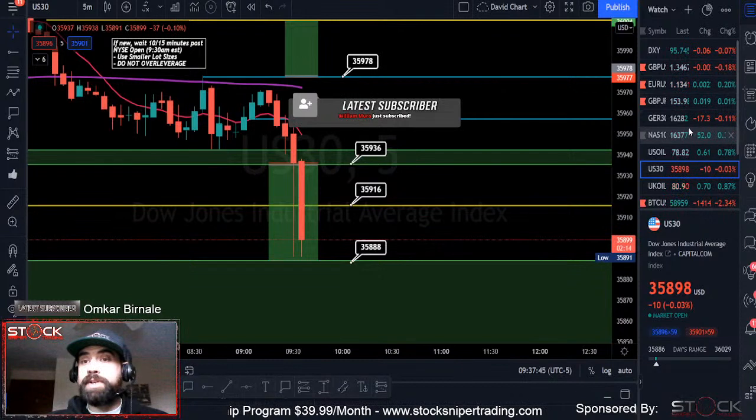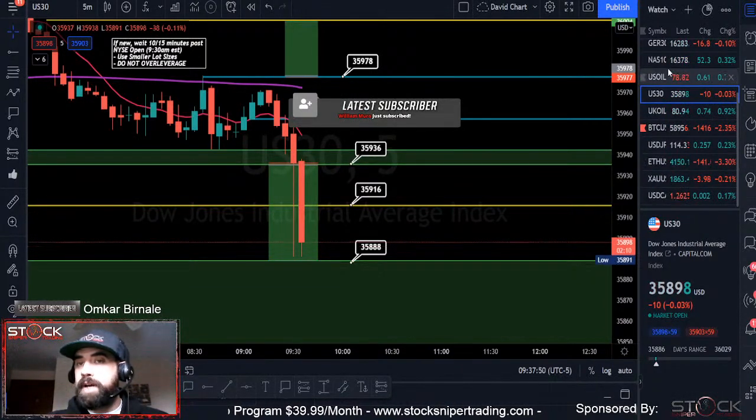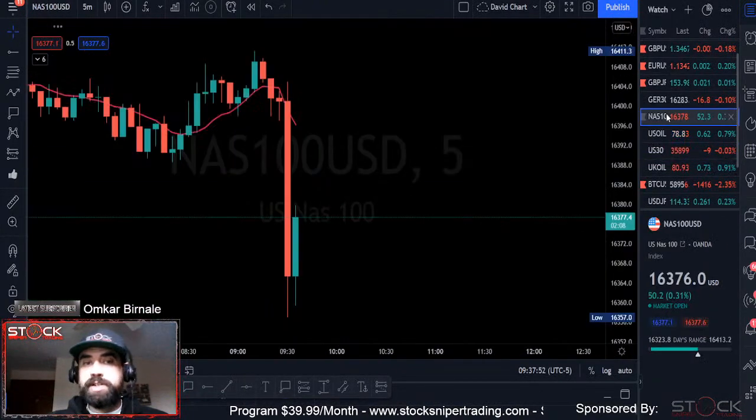Can I buy now on US 30? I would wait. I would wait for this candle to close and see how the next one opens. That would be a good suggestion to you.